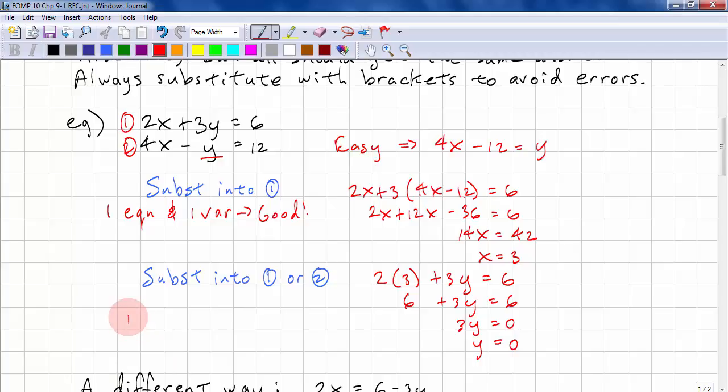And you want to write your answer out. Answer. And it's best to write it in coordinate form. 3, 0. X comes first, y comes second.